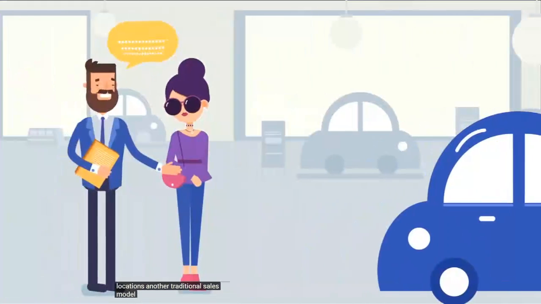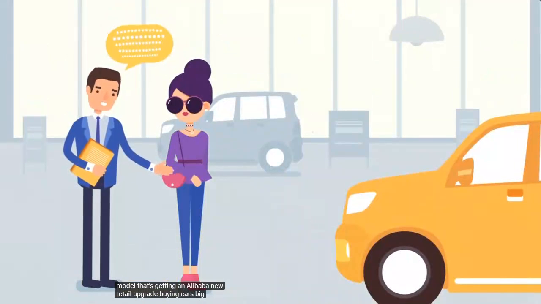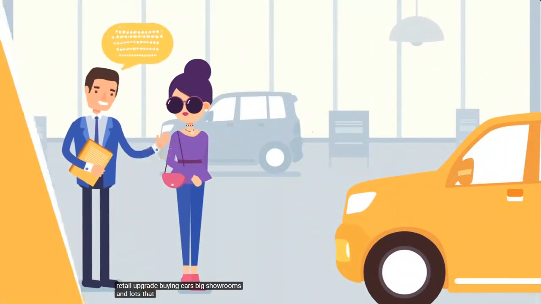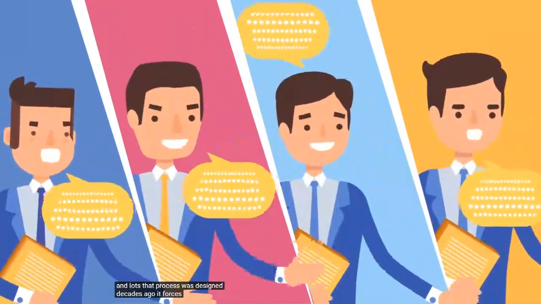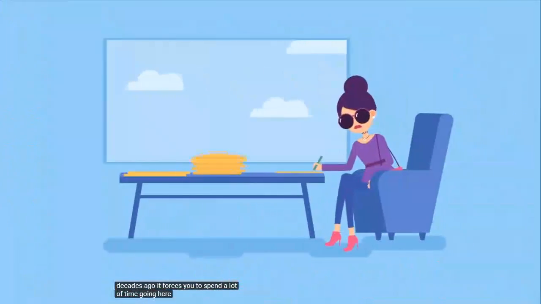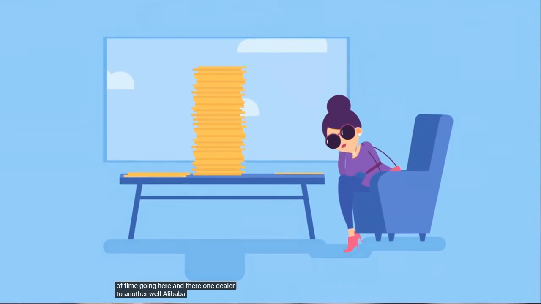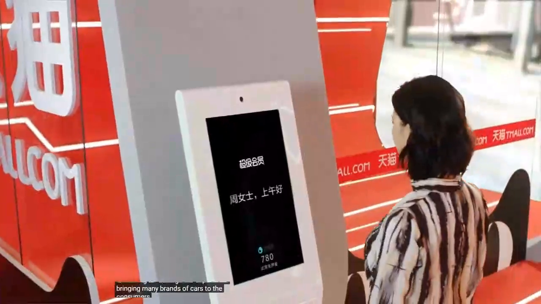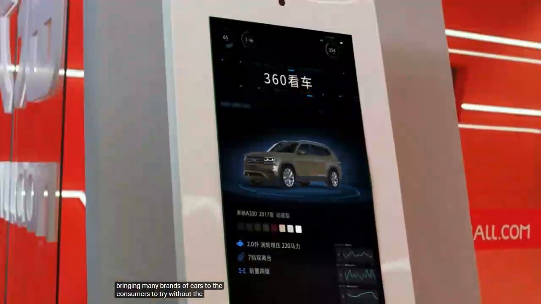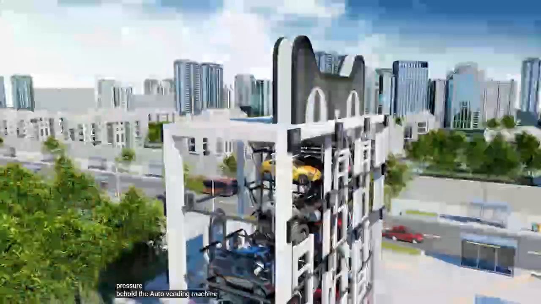Another traditional sales model that's getting an Alibaba new retail upgrade: buying cars, big showrooms and lots. That process was designed decades ago. It forces you to spend a lot of time going here and there, one dealer to another. Well, Alibaba is working to redesign the experience, bringing many brands of cars to the consumers to try, without the sales pressure. Behold the auto vending machine.